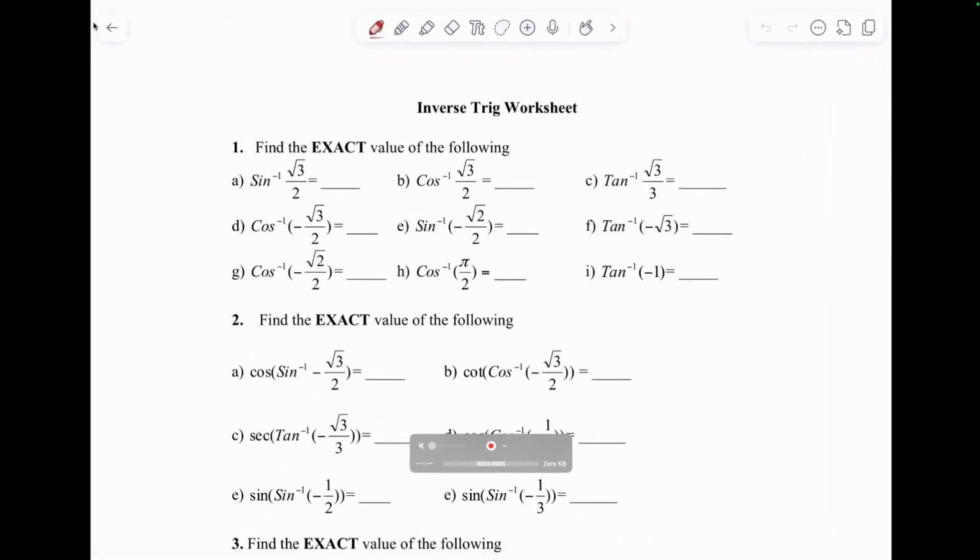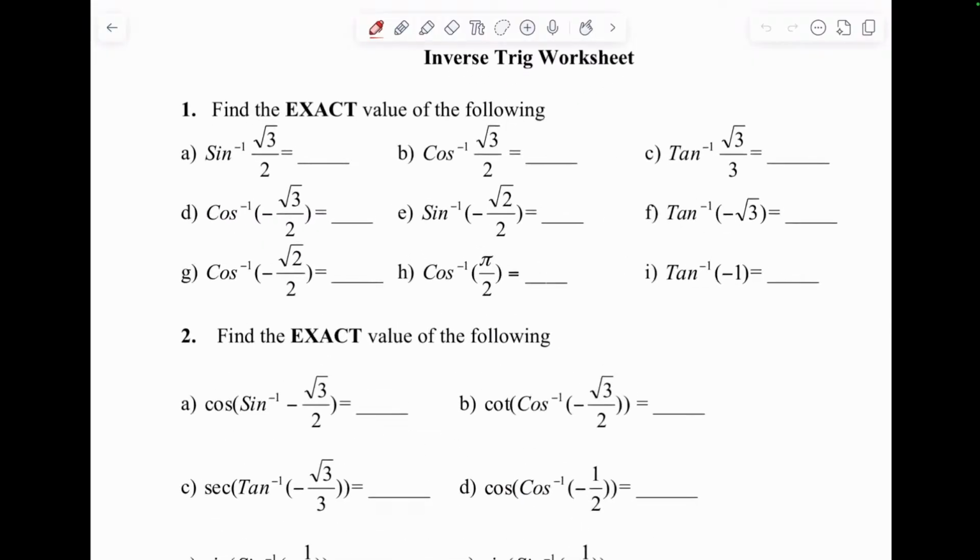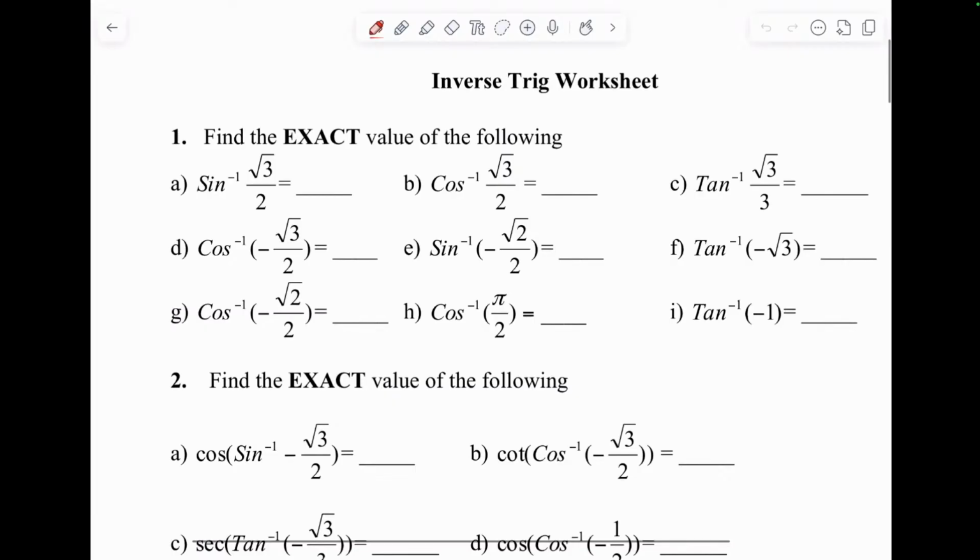All right. Shh. I'm calling on you guys, and you're going to tell me the answers. Darshini, what is sine inverse of square root 3/2? Don't look at your paper. Figure it out on the spot. Pi over 3 is perfect. Good job. Cosine inverse of square root 3/2.